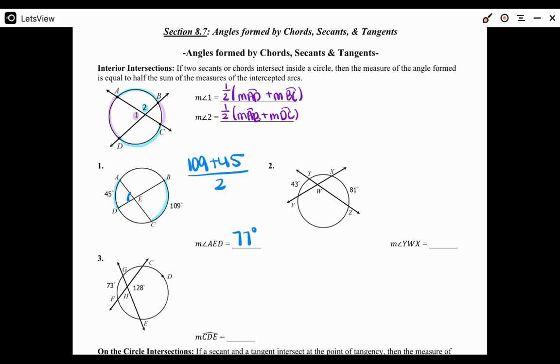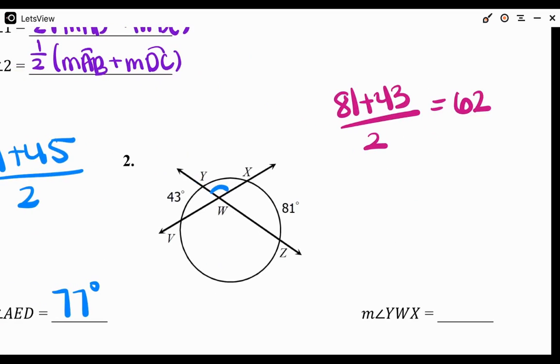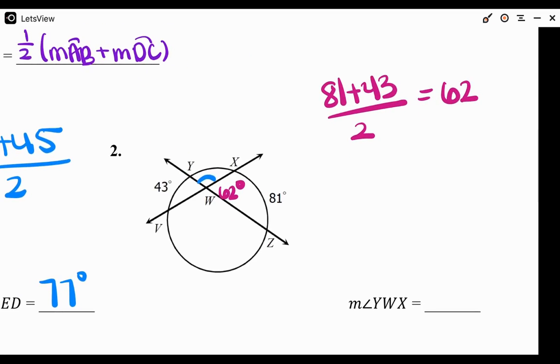Next, on number 2, we have the measure of YWX. So that's this angle right here. Well, we don't have the chord measures for this, but what we do have the measures for is for this angle. And what we know about our two angles, YWX and ZWX, is that those are supplementary. So if we can find this angle right here, we'll be able to find the answer that we want. So we can do 81 plus 43 divide by 2, and we get 62. So in our circle, this angle right here is 62 degrees.